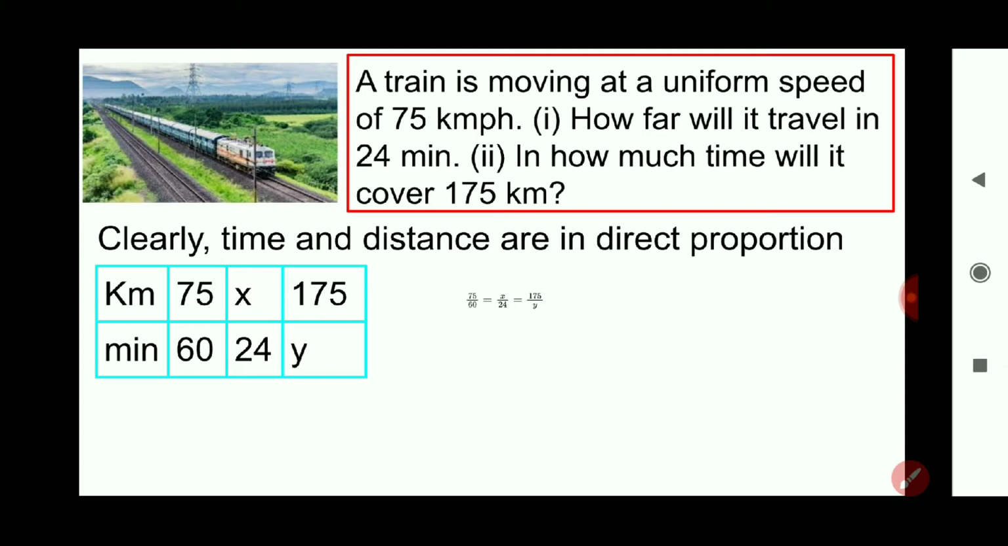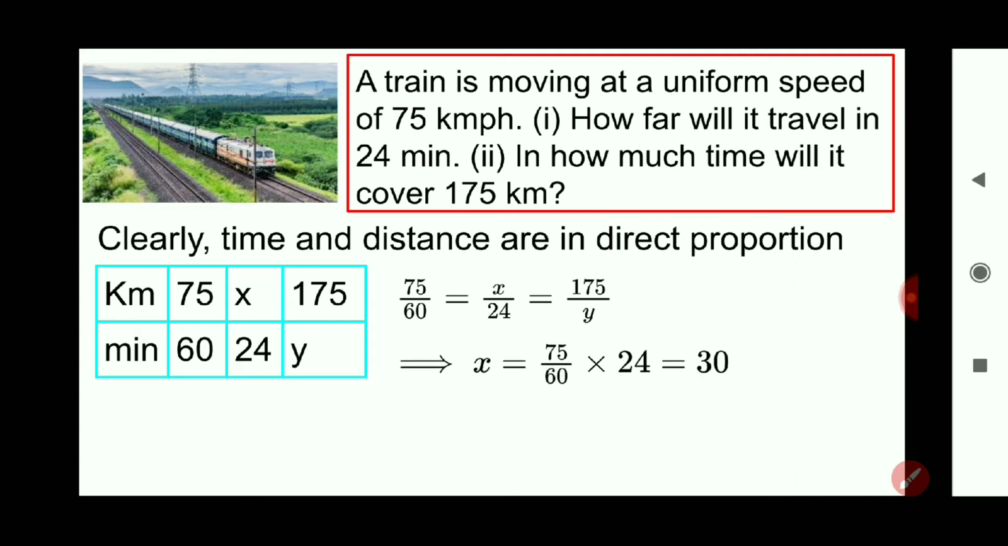We know it is a direct proportion, so 75 by 60 is equal to x by 24 is equal to 175 by y. From the first two ratios, x is equal to 75 by 60 into 24. That is 30.